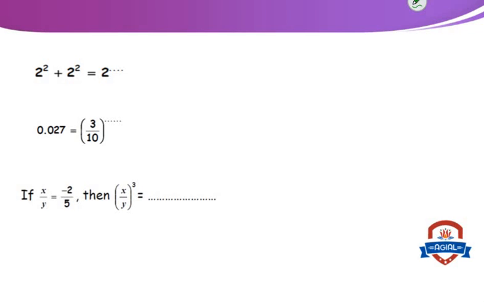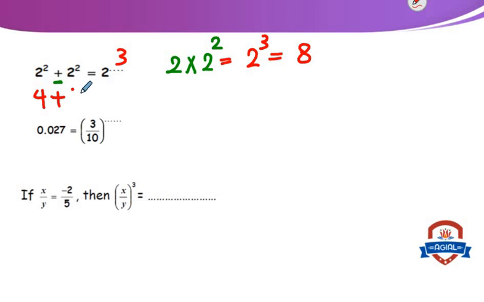2 to the power 2 plus 2 to the power 2. Very, very important: plus, not multiplication. 2 to the power 2 plus 2 to the power 2 means 2 times 2 to the power 2, which equals 2 to the power 3, which is 8. Or 2 to the power 2 equals 4, so 4 plus 4 equals 8, and 8 equals 2 to the power 3. Very, very important.